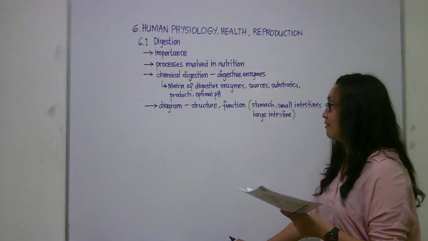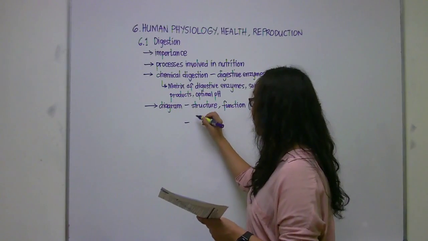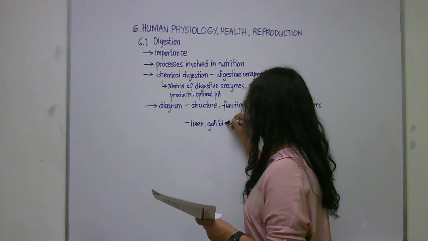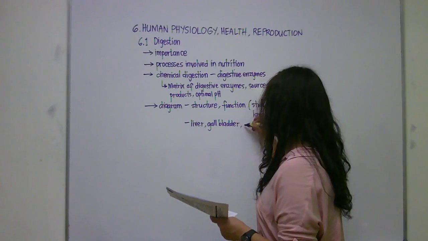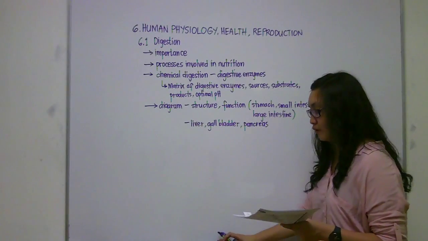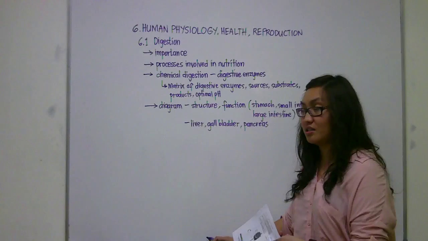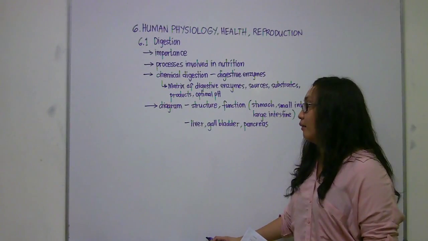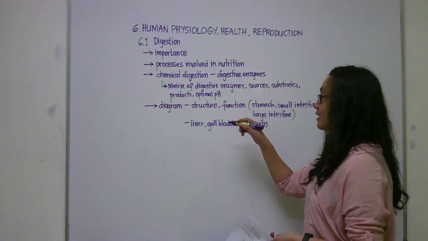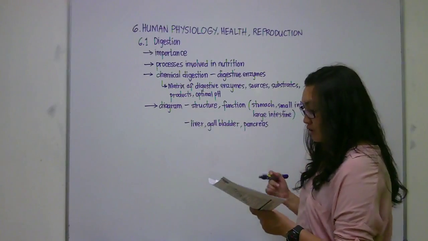Apart from that, especially for HL students, they need to learn the structure and the function of the liver, the gallbladder, and the pancreas, because these three structures contribute to chemical digestion, because they produce these digestive enzymes. Once they have learned the function of these organs, they have to relate this to the totality of how digestion works.